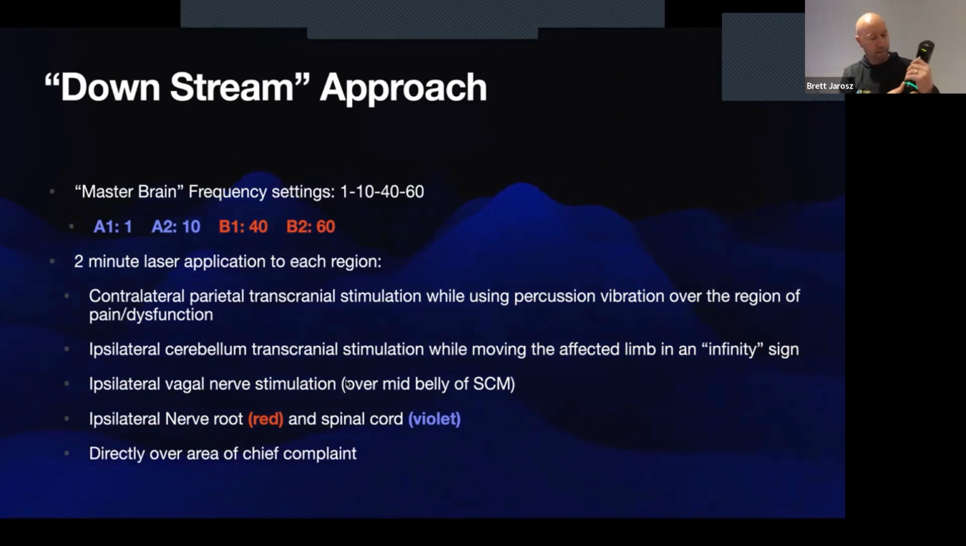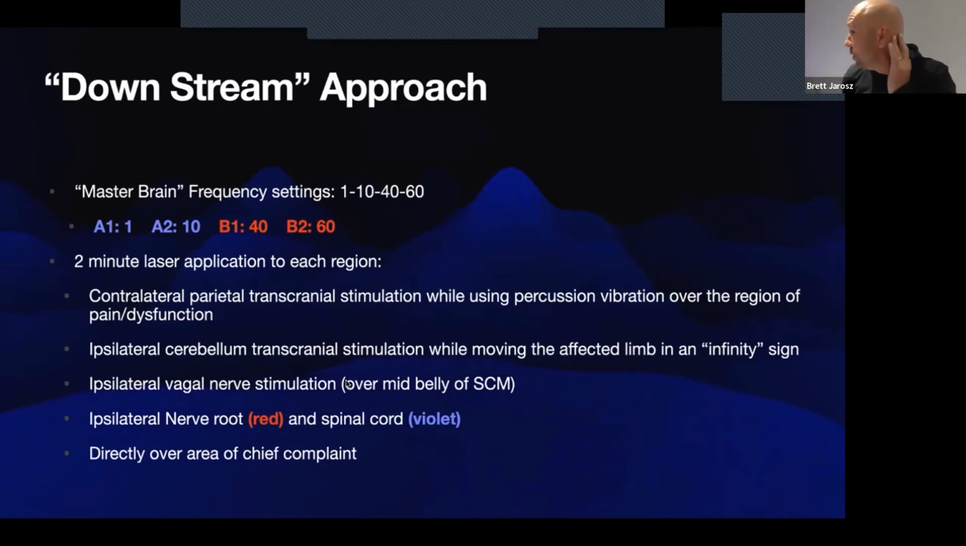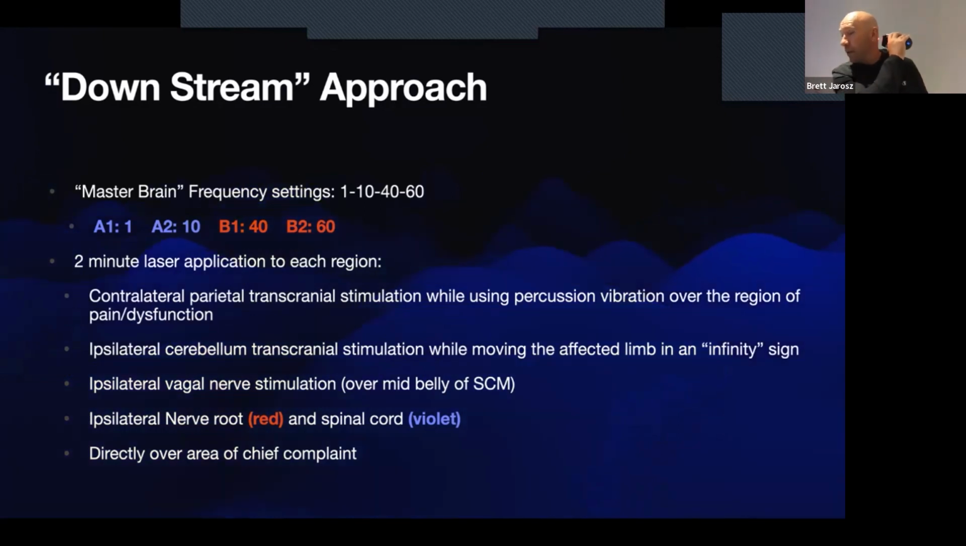Then the cerebellum aspect. So we're going to go straight through the cerebellum. Remember, that's living there in that occipital region here at the base of the skull. So contralateral parietal lobe for this shoulder, obviously ipsilateral cerebellum for this shoulder. So I'd be lasering that cerebellum there, base of the skull. And while that's going on, moving the arm in an infinity symbol.